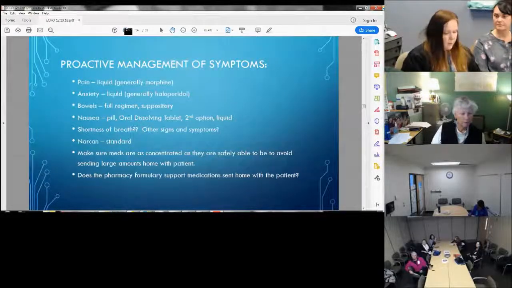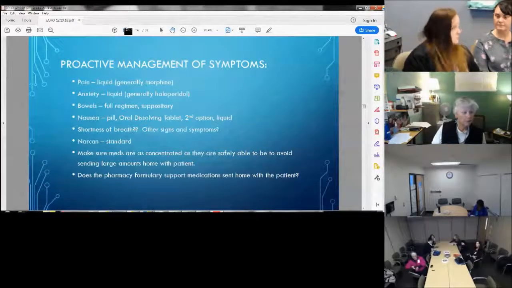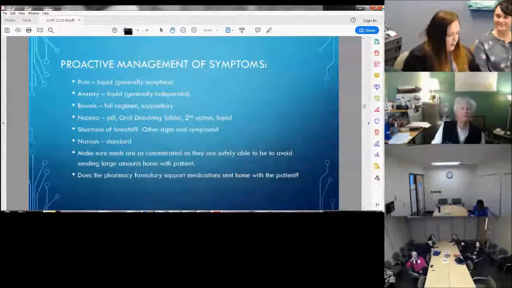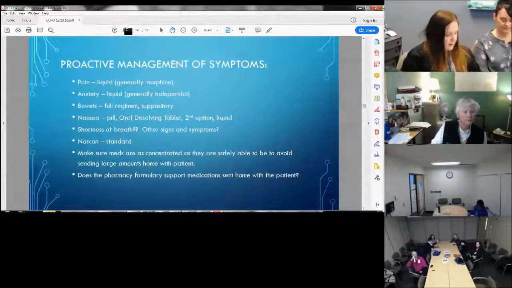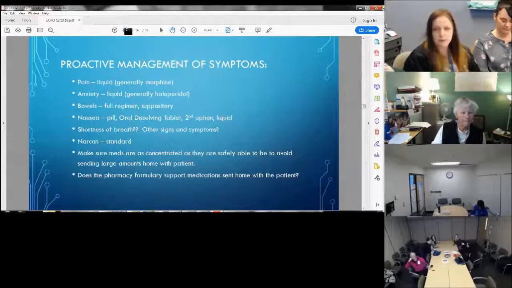We also, if they're a palliative care patient, we like to make sure that they have our phone number and they know that they can reach out to our nursing, Karen and I, or our whole team. Narcan is the standard now, anytime sending people home with pain medication, so also making sure family is aware of that and the use.